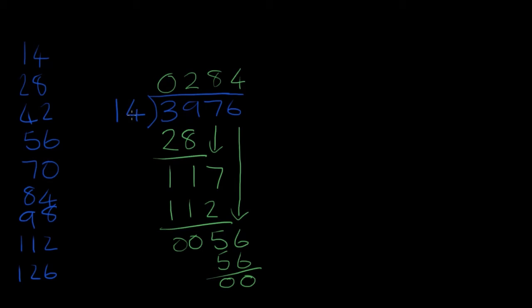So 3,976 divided by 14 is 284. No remainders, no messing. Okay, let's have a look at another example, and let's make the numbers a little bit bigger. So let's have a look at 14,092 divided by 52.